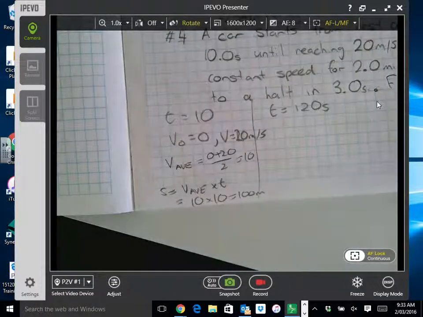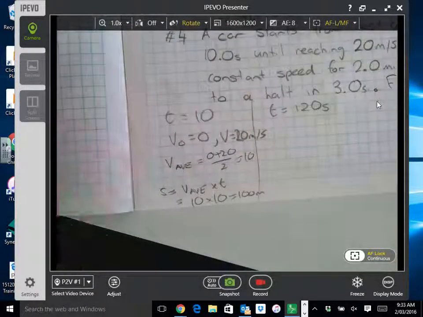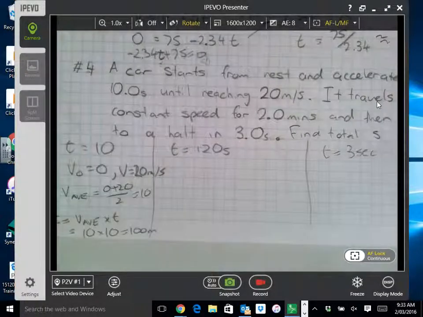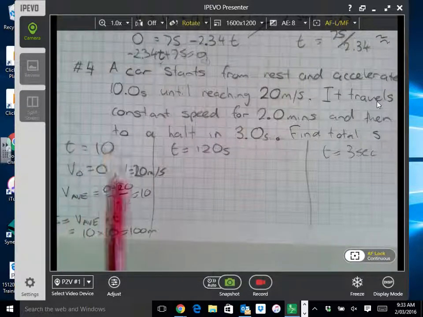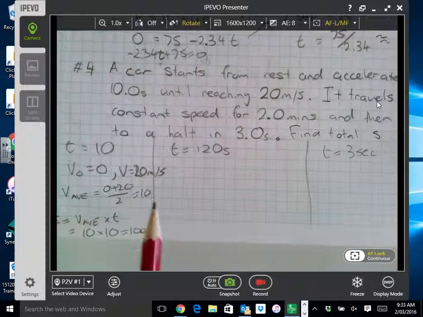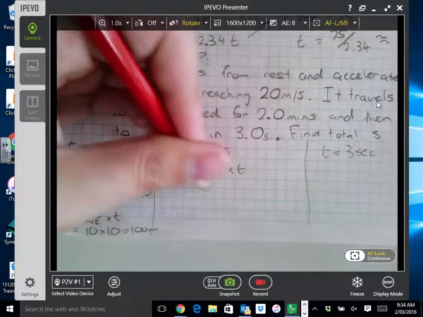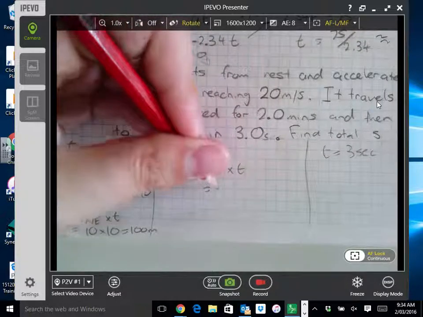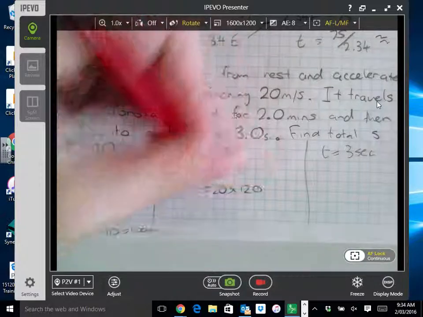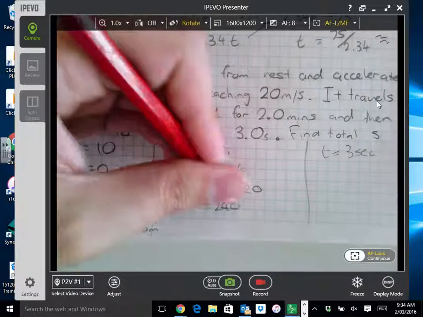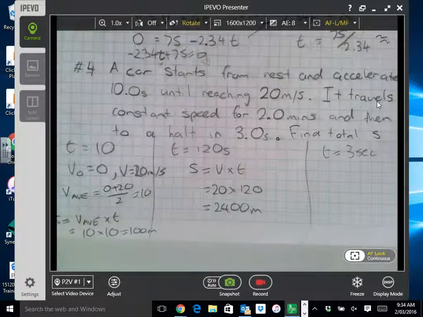Okay. Now, the second part's pretty easy, because we know how fast we actually travel in that section. The second part is at constant velocity, so you carry over your final velocity from the acceleration, and that's how fast you're traveling for 2 minutes. So that's simply distance equals speed times time. So 20 times 120 is 2400 meters. Everyone happy enough with that? Yeah, question? You just couldn't see it? Okay. That one's easy.